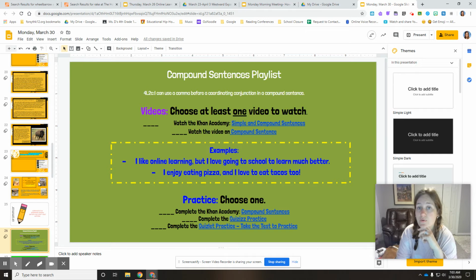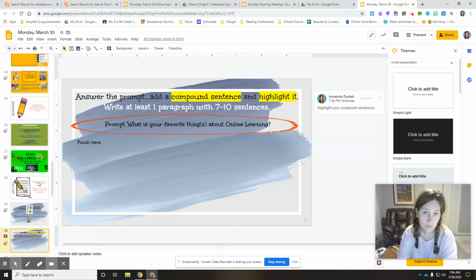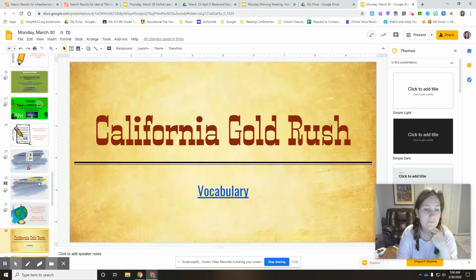Really quick grammar review. It's on commas and conjunctions. So choose 1 video to watch and 1 practice problem or 1 practice quiz that you want to do. And then you're going to actually complete the writing using your commas and your conjunctions that you have been practicing, making sure that you highlight your compound sentence. It says to highlight the compound sentence that you use. So whatever sentence you use the comma and conjunction with, you have to highlight it, okay? If you don't, I can't count that you completed your activity for the day.